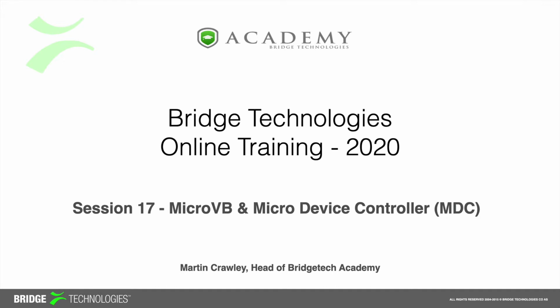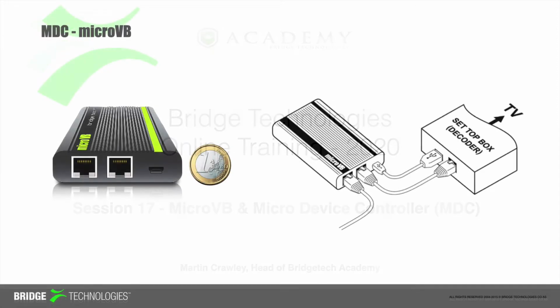Today we're going to look at the MicroVB and its controller system, the Micro Device Controller, or MDC as it's usually shortened to. The MicroVB is a small device, as you can see from the diagram comparing it to a €1 coin, and it's also low cost. It can be placed anywhere towards the edge of a network, and it does deep packet analysis and monitors network performance at the edge. It also has alarm thresholds and can report alarms back to the MDC.